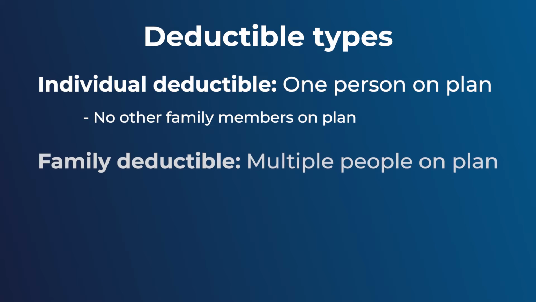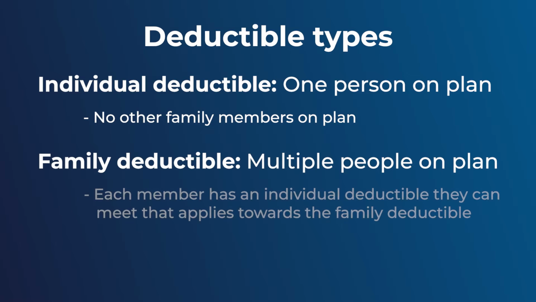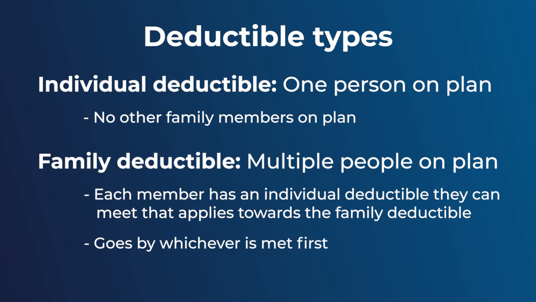Second is going to be a family deductible. This is typically going to be with contracts that have multiple people on it. So that is going to be your spouse, your children. With a family deductible, you will also have the option of that individual. So it goes by whichever one is met first. Once that's met, then that's whenever your copay or coinsurance would end up going into effect.